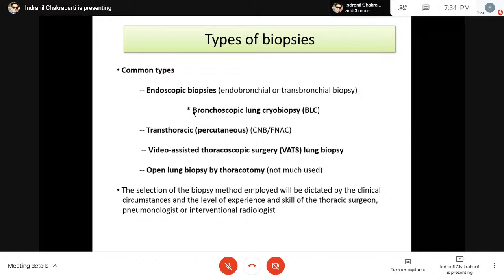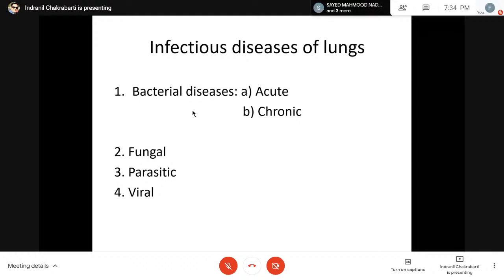Okay, by this method, we get a larger specimen compared to the endoscopic biopsies. Now, coming to the infectious diseases, most commonly what we get are the bacterial diseases. They can be acute or they can be chronic. They can also be fungal diseases, parasitic diseases, and viral diseases. Now, COVID-19, you know, is one of the most common causes of pneumonia nowadays. And fungal diseases, one should always suspect fungal diseases in immunocompromised patients.